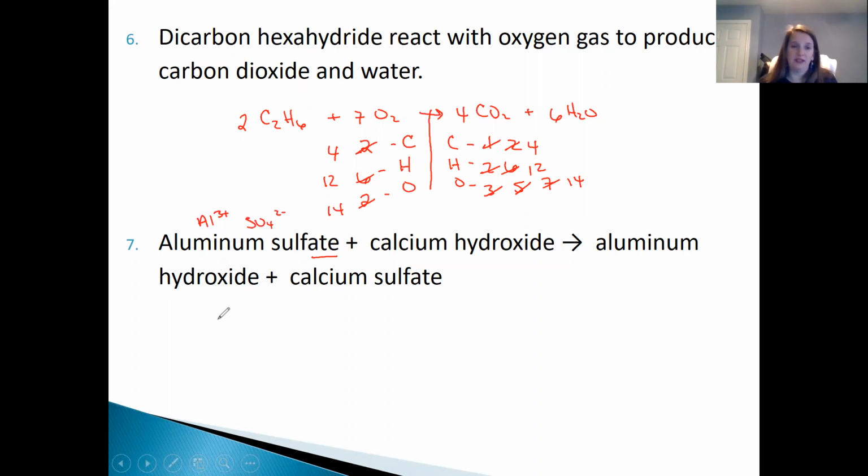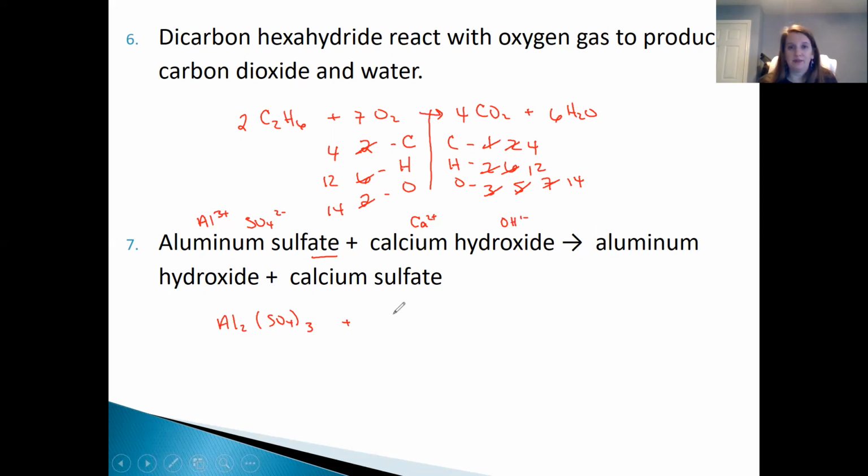So aluminum sulfate is Al2(SO4)3. Plus, let's do the same thing. Calcium, look on your periodic table. Calcium is Ca +2 because it's in group 2. Hydroxide is a polyatomic ion. It's on the list. It is OH -1.